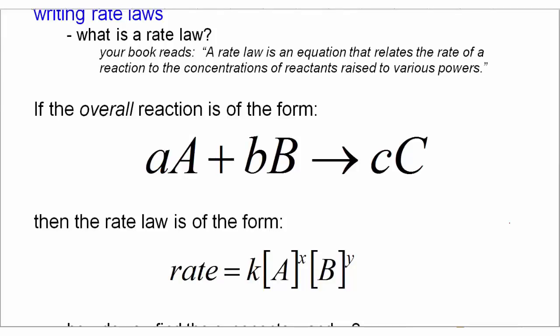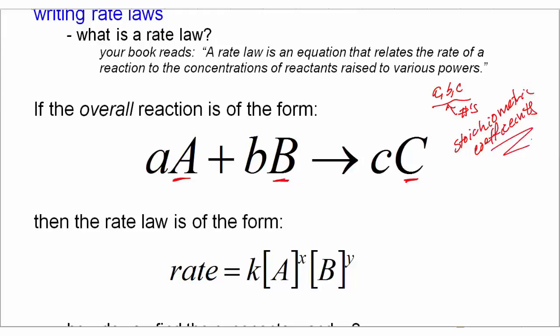If we have an overall reaction of this form, here's reactant A, reactant B, product C. Do you recognize little a, little b, and little c, what they were called? Do you remember? These are the numbers that you use to balance the reaction. What was their technical name? Do you remember the jargon? Stoichiometric coefficients. Stoichiometric coefficients are the little letters. Those are just the numbers.